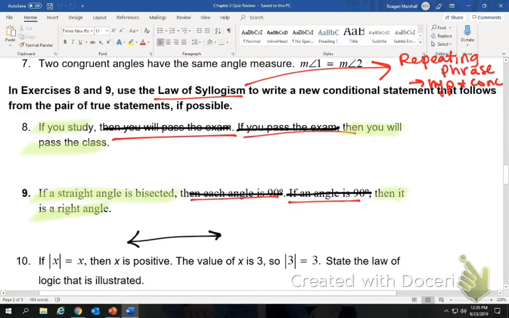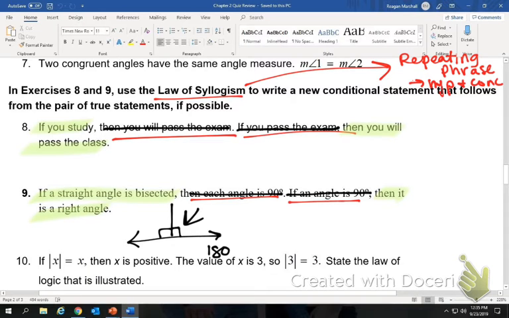This is a true statement. How many degrees is a straight angle? 180. What does bisected mean? Cuts it into two congruent parts. So if you were to cut 180 degrees into two congruent angles, how many degrees would each angle be? 90 and 90. So that's why it says then it's a right angle, because that's 90.